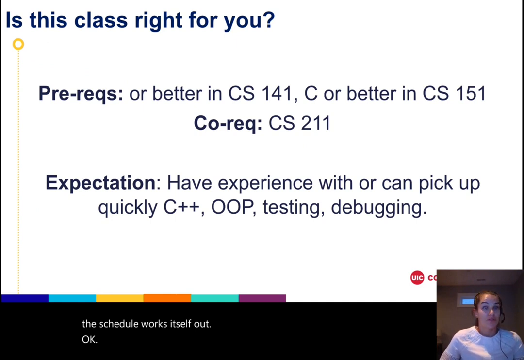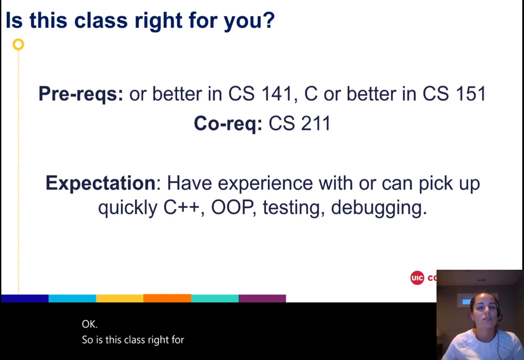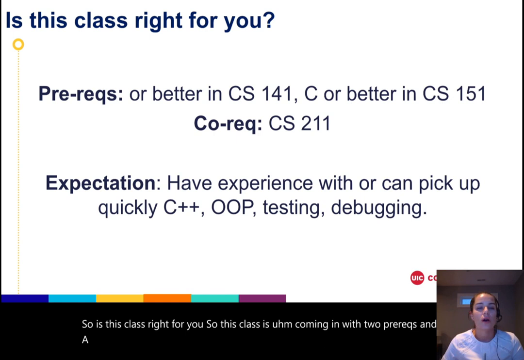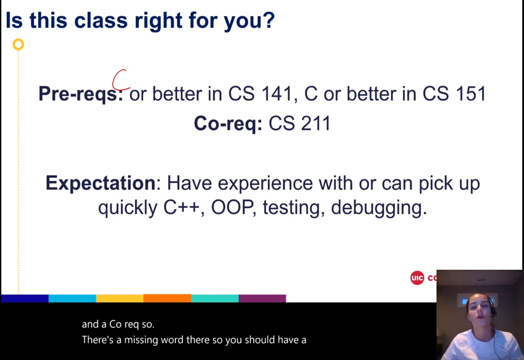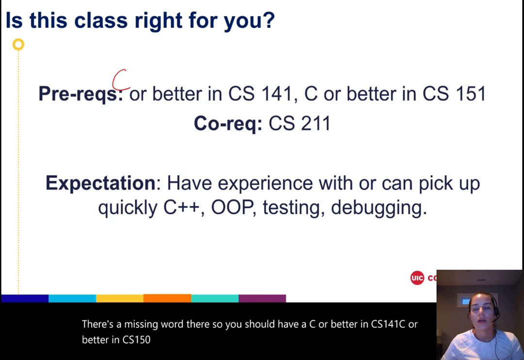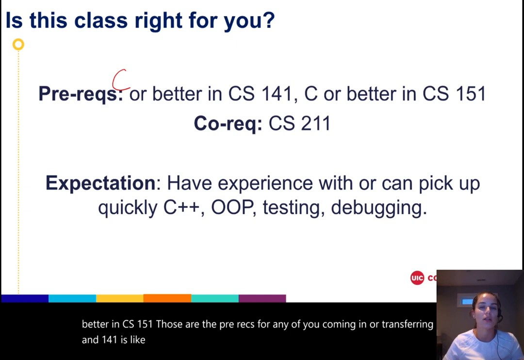So is this class right for you? So this class is coming in with 2 prereqs and a co-req. So you should have a C or better in CS141, C or better in CS151. Those are the prereqs. For any of you coming in or transferring in, 141 is like the second programming class at UIC.